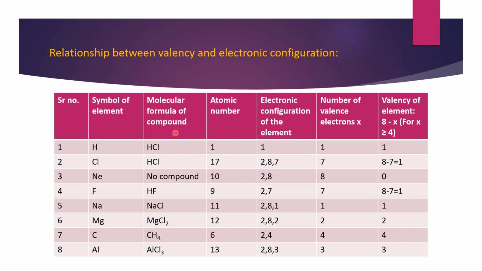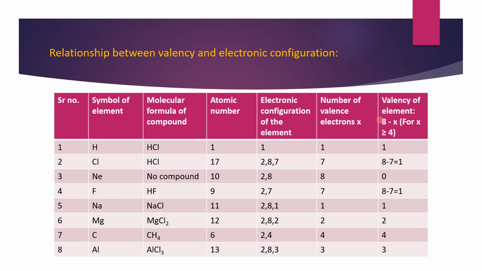Here I have given the molecular formula of the compound, just as one example. When hydrogen combines with chlorine, it makes hydrogen chloride, HCl. So here we are discussing hydrogen. Atomic number is 1. Electronic configuration is 1. The number of valence electrons in the outermost shell is 1, and the valency of the element will be 1.